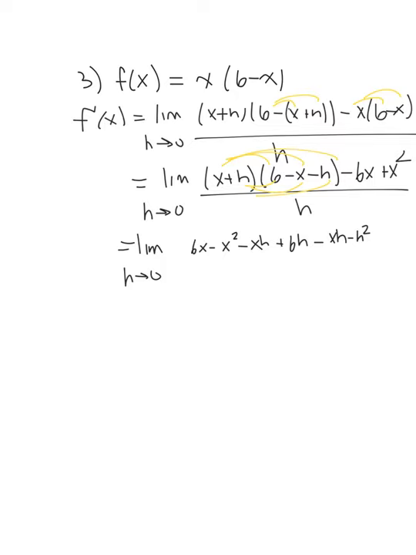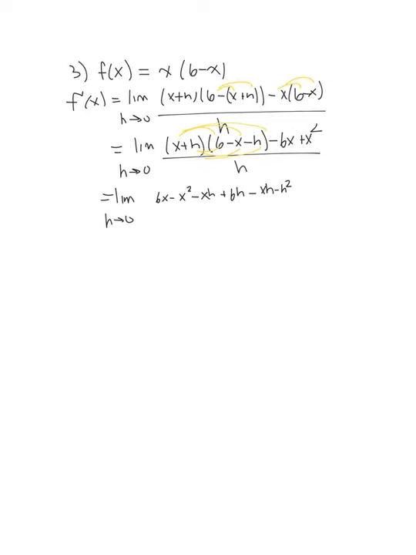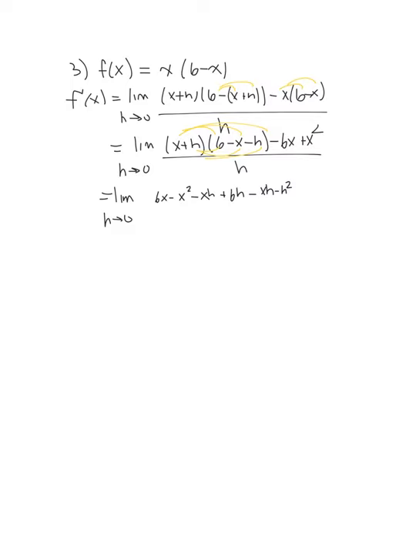I'm sorry, I'm running out of room here. Maybe I'll make it smaller. There we go. Minus 6x plus x squared, all divided by h. I can go ahead and I can cancel some of these things out. I have a 6x and a minus 6x. I have a negative x squared and a plus x squared. And I have a minus xh and another minus xh, which I will rewrite here as a minus 2xh.